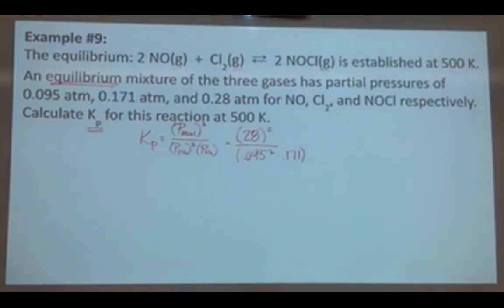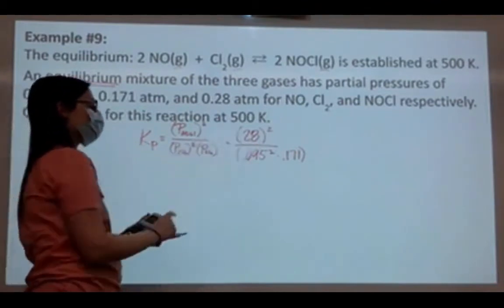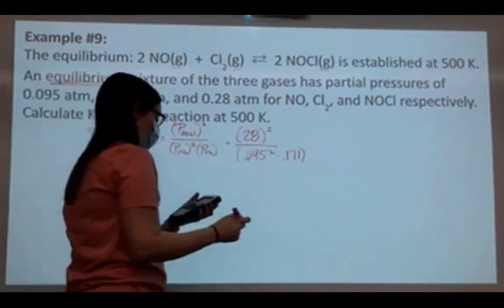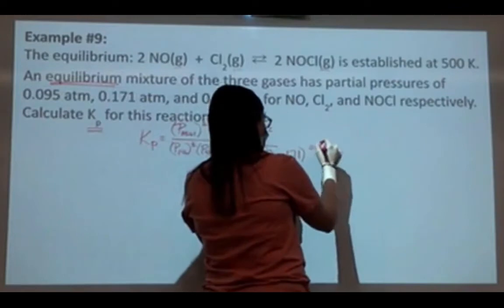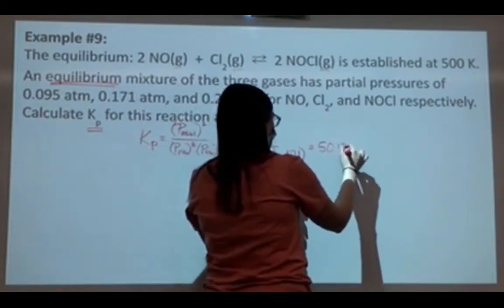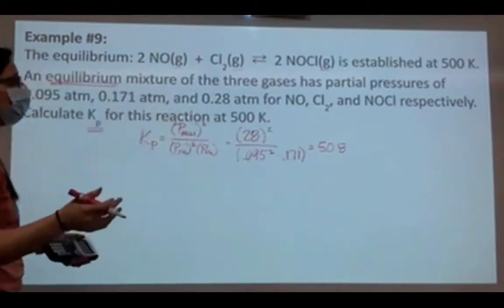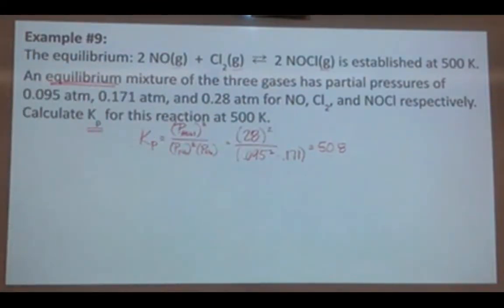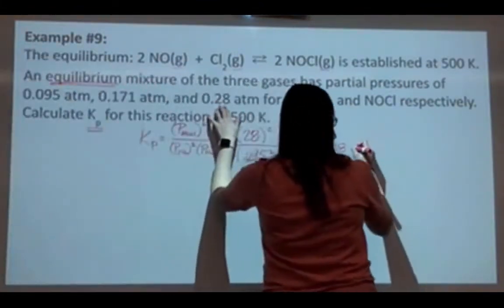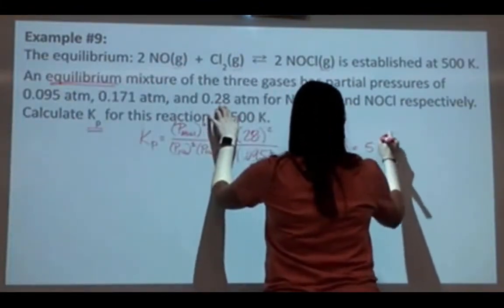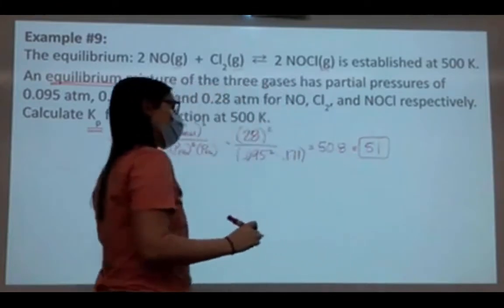So in your calculator, make sure that you're squaring what needs to be squared. You're using parentheses. I plugged it into my calculator just like this. I got 50.8. So if you use 50.8, that's okay. Usually as long as you're within 1 sig fig, you're okay. Technically, if you round to the least number of sig figs, it'd be 2 sig figs, which would round it to 51.